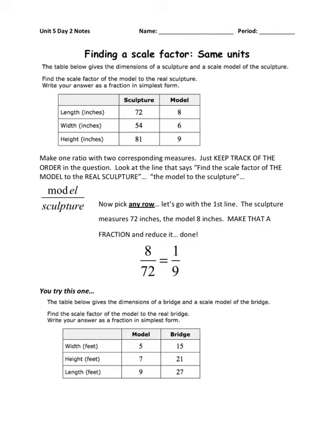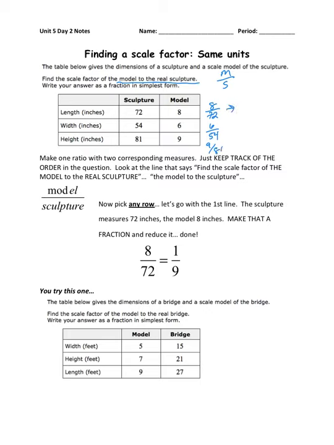Now, finding a scale factor, same units. Here are the dimensions, and you've got to find the scale factor. Now you need to pay attention to the words. Model to the real sculpture. So that's model over sculpture. If you don't pay attention to the words, your scale factor will be wrong, even though your math is right, and you will get this wrong. So model to sculpture, 8 over 72, and this is 6 over 54, and that is 9 over 81.